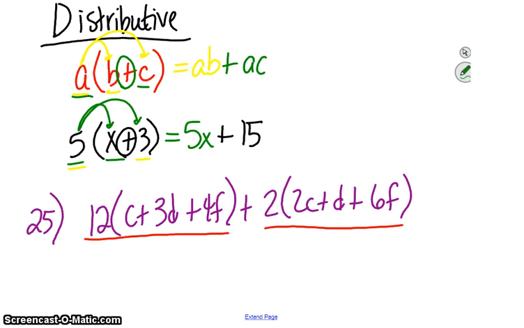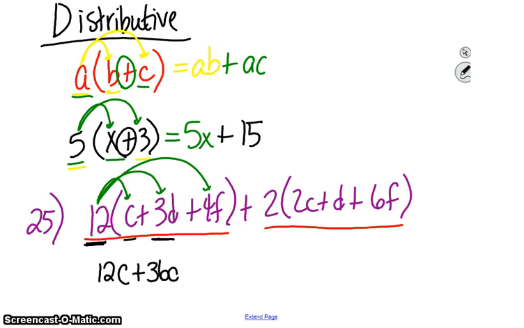So I'm going to distribute in this first parentheses 12 to everybody inside. So I go and I multiply. 12 times C is 12C. 12 times 3D, that's 12 times 3 is 36, and then I place the D behind it, plus 12 times 4F is 12 times 4 is 48, and I place the F behind it. The major operation in the center is a plus sign, so I bring that down.